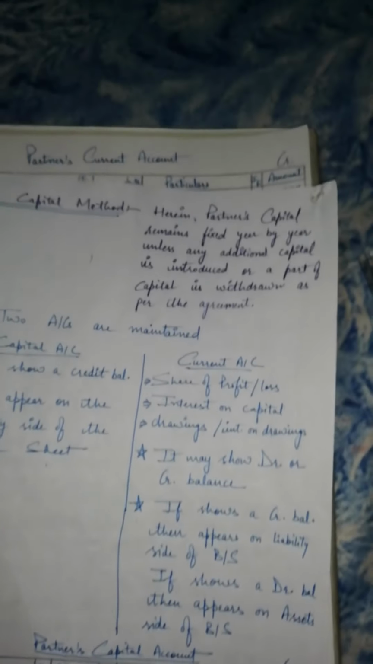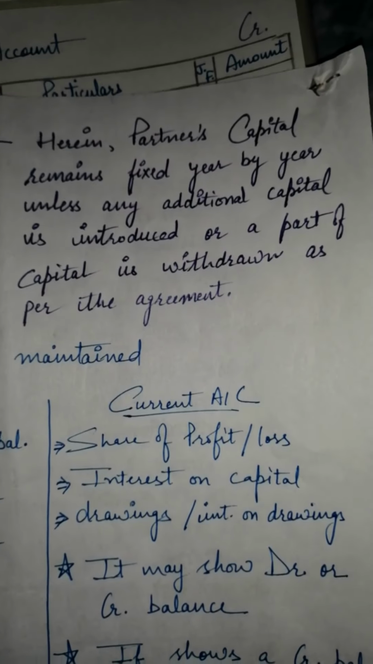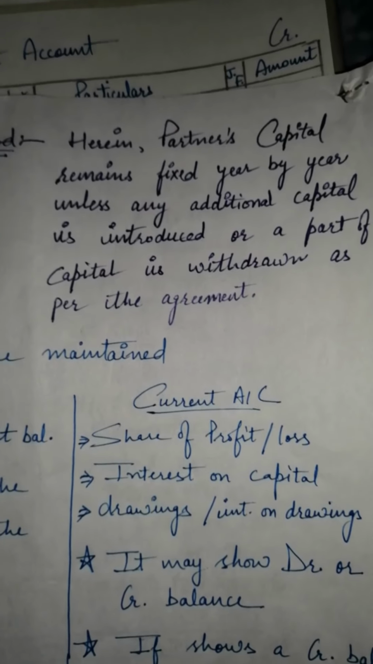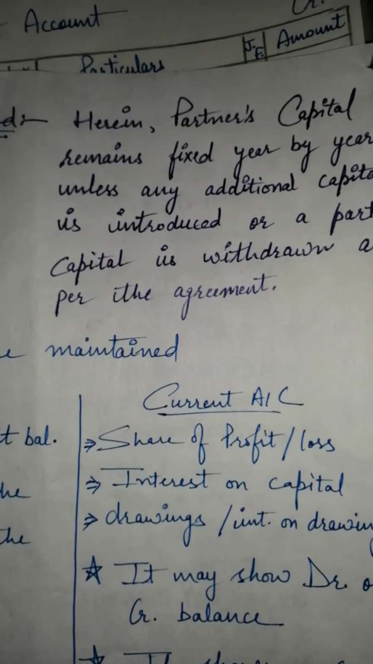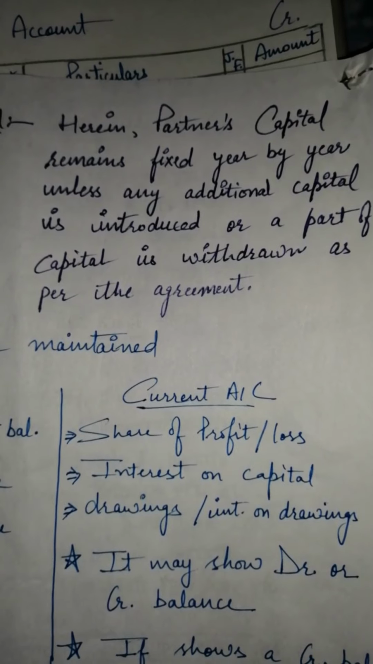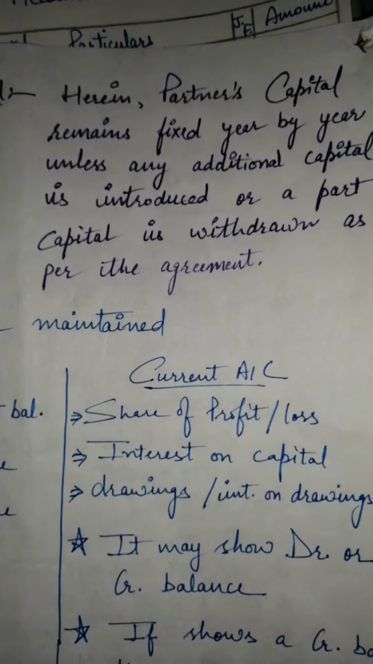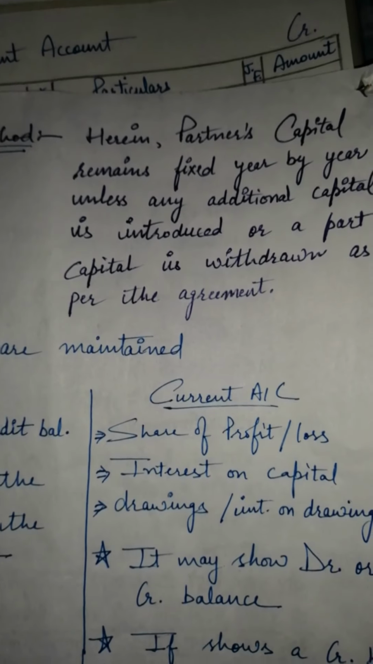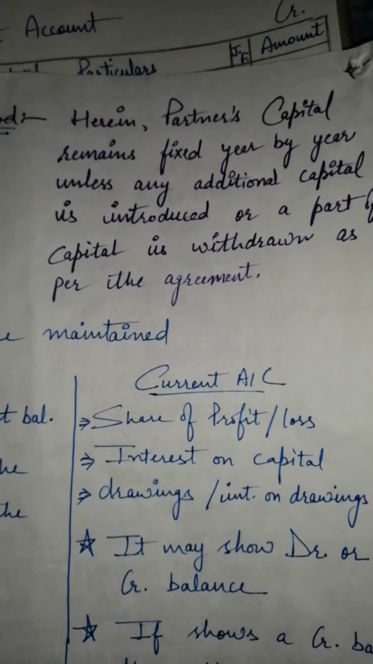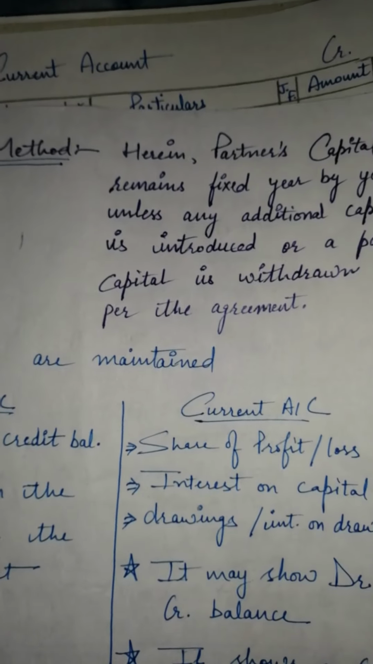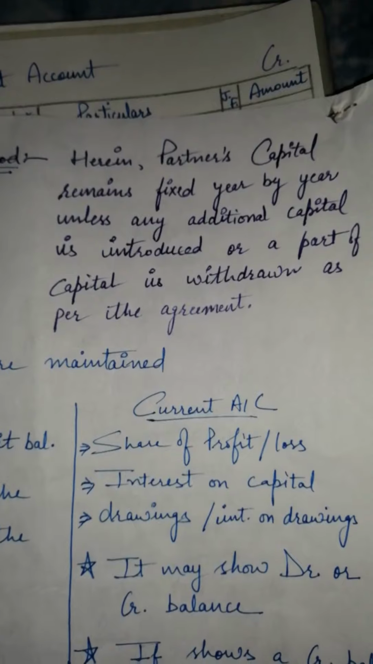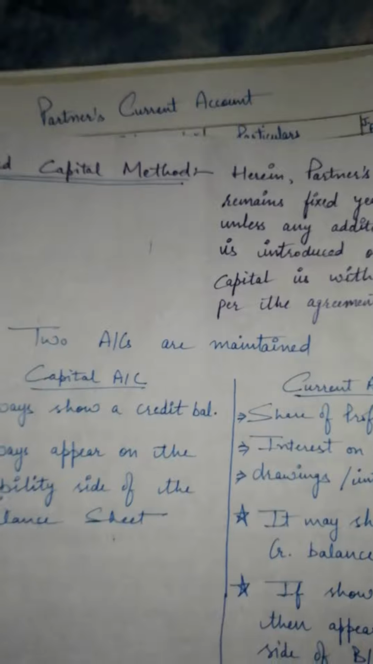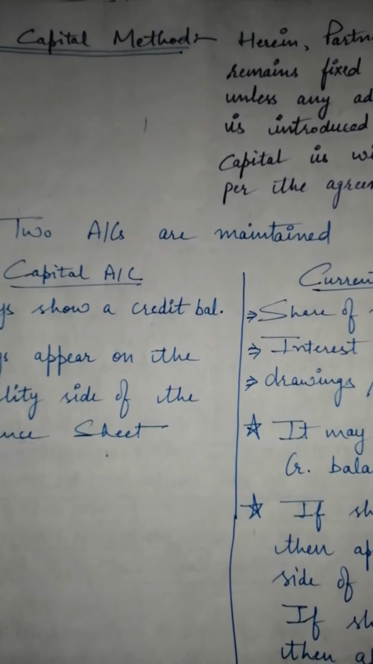Up to when? Unless it is given in our agreement that we can add additional capital to the capital of the firm, or we can withdraw our capital at a specific time period. A specific amount should be written in the agreement that this amount can be withdrawn by us. So unless it is given in our agreement, we cannot withdraw or introduce new capital in the fixed capital method. In the fixed capital method, two accounts are maintained.